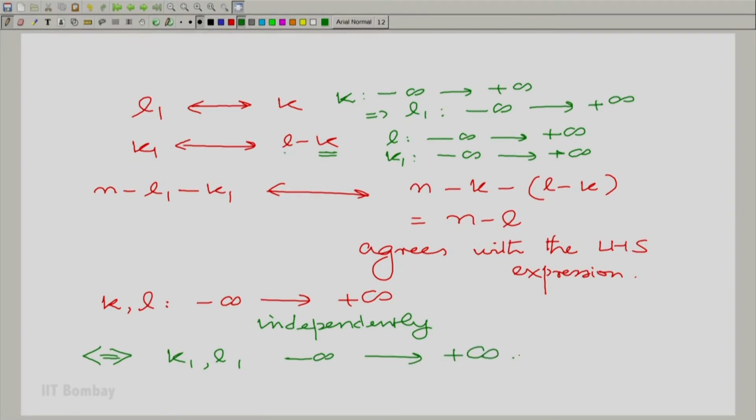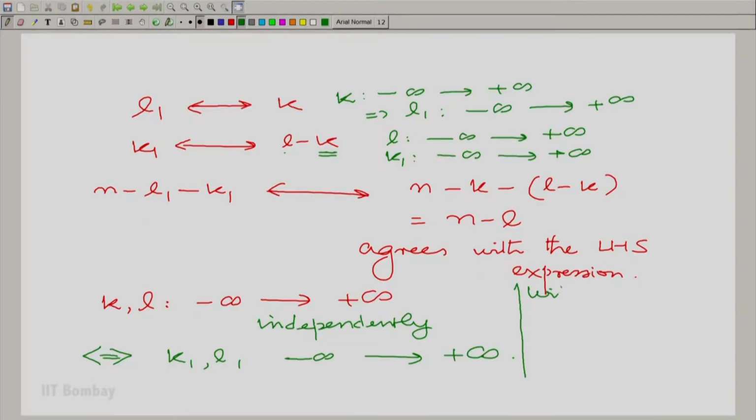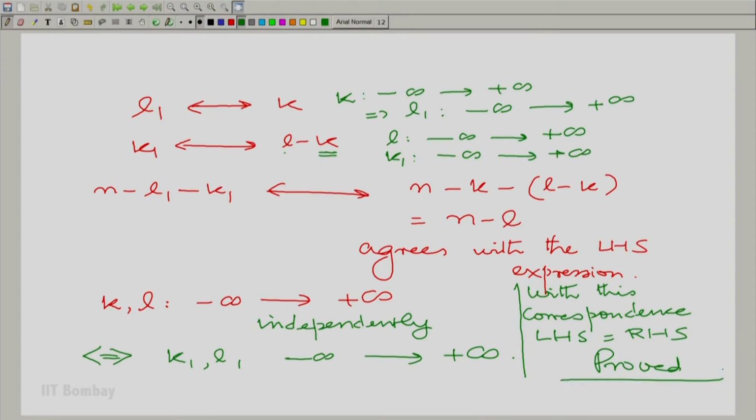So, when we make this correspondence, we notice that we have exactly the same expression. So, we have nothing left to do in the proof. We have the same range of summation, we have the same expression, and therefore, the left hand side is equal to the right hand side. So, let us write it here. With this correspondence, the left hand side is equal to the right hand side, and hence we have proved what we wanted to prove.